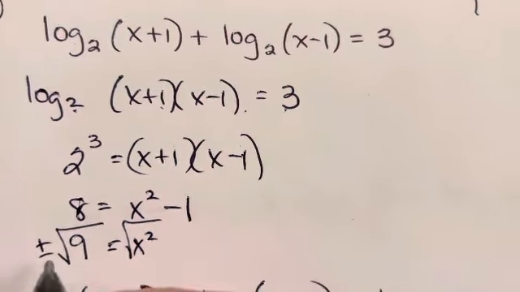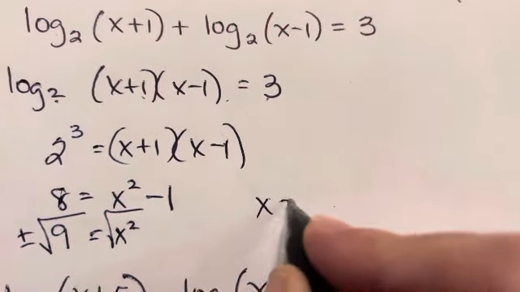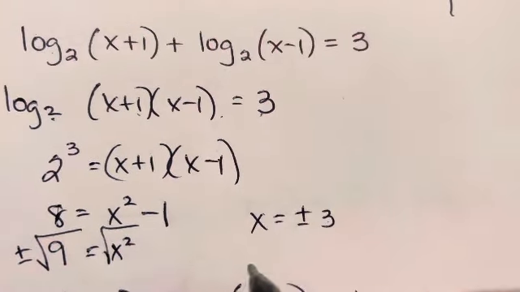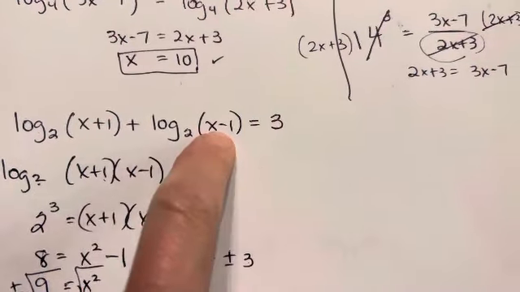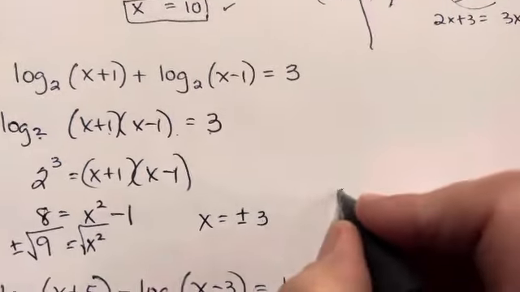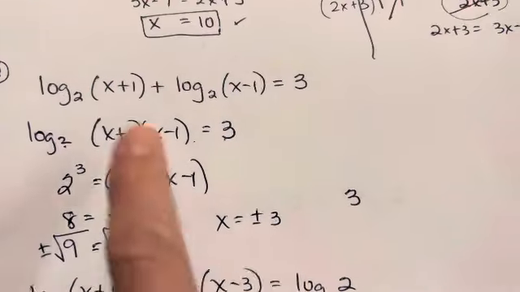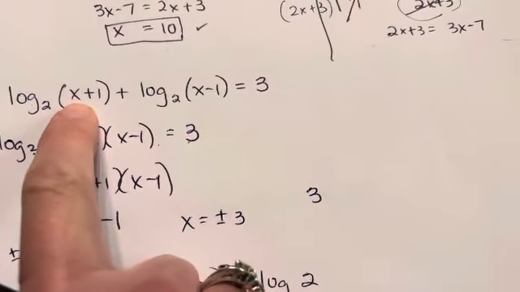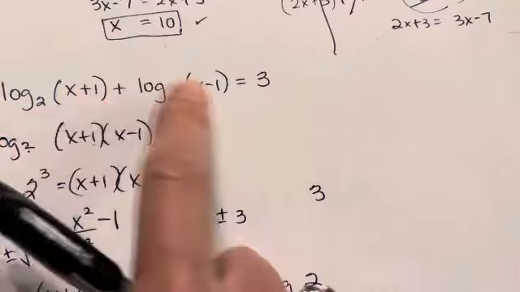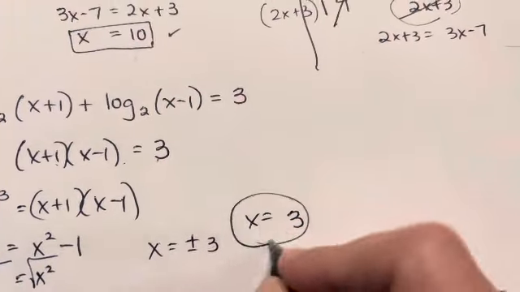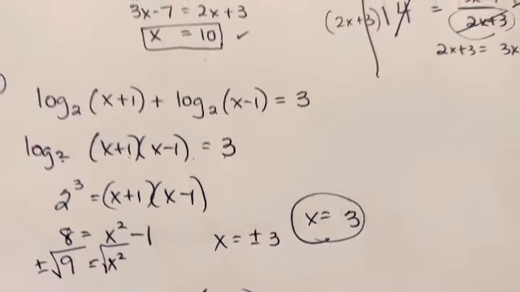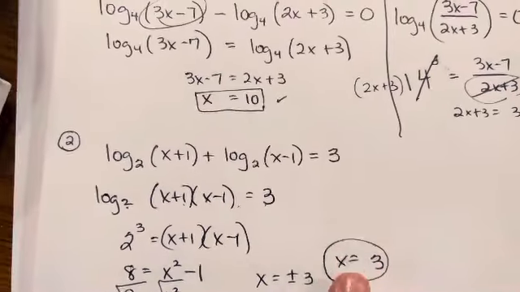Remember, when you take the square root, it's plus or minus. So it looks like x is going to be plus or minus 3. Okay, but be careful. My 3 works. That gives me positive. 3 minus 1 is 2. That's positive. So I know my 3 works. But notice if I plug in a negative 3, negative 3 plus 1, well, that'd give me a negative 2. So I don't even care about that one. So my only answer is the 3. You have to throw out the negative, okay? So that one only has one answer.